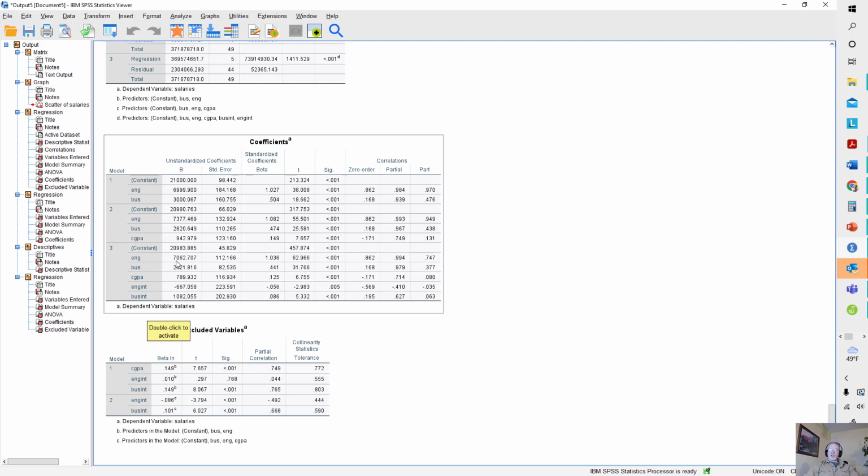Engineering majors add on to that $21,000 another $7,000, and that's a significant increase with a whopping t-value of 62. The business majors also have a significant increase above the liberal arts majors of 26,000.